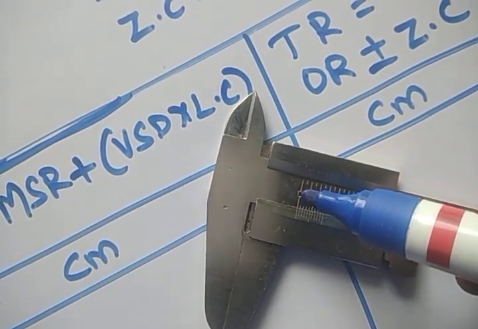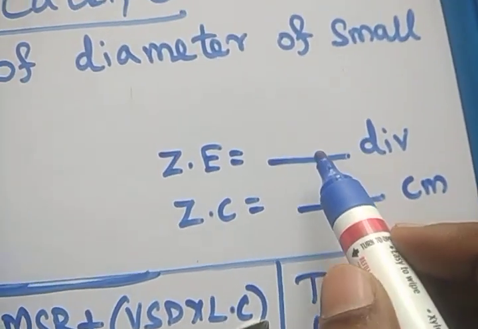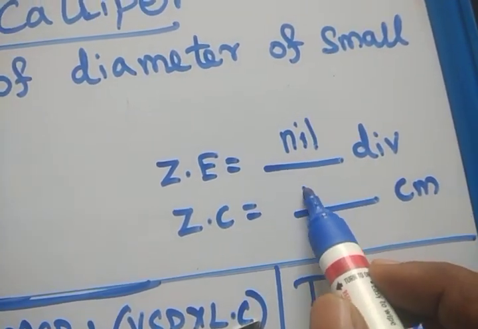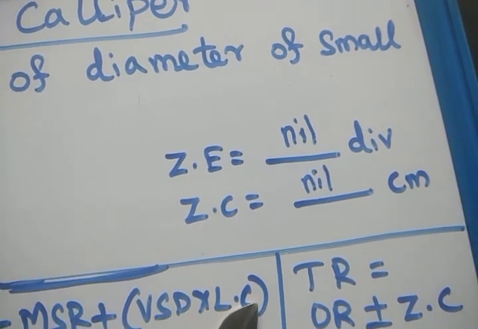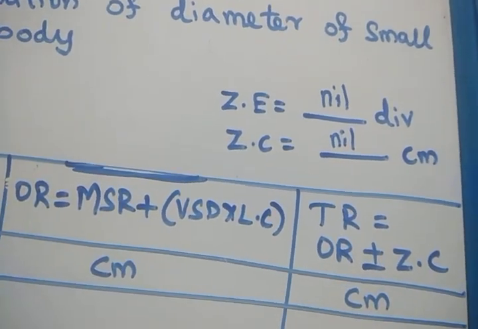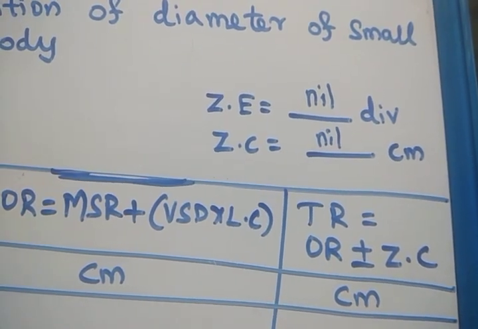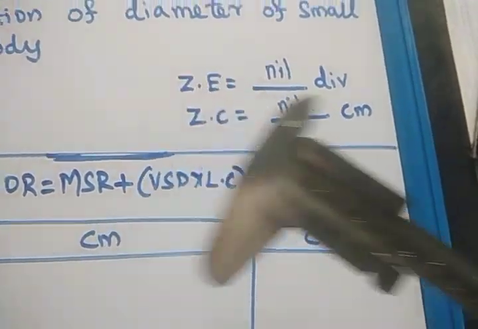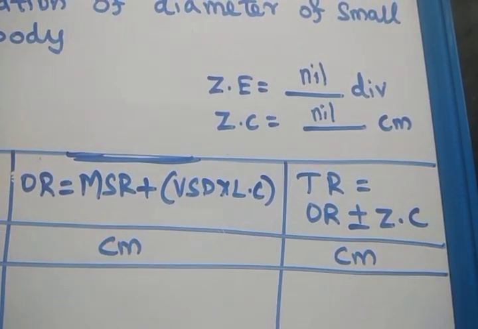So fortunately, there is no error. The zero of the vernier scale exactly coincides with the zero of the main scale, so the error is nil. If the error is nil, the correction is also nil. That means whatever we measure by using this vernier caliper is exactly the correct value. There is no error in this vernier caliper.